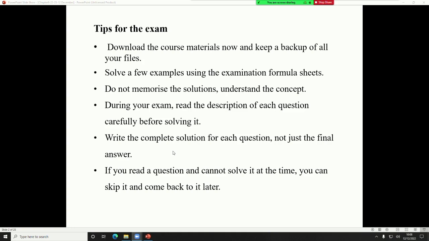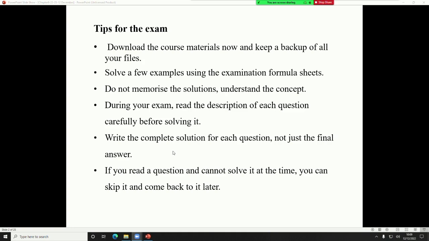As I said, please solve a few questions using your formula sheets. During the exam, it's 2 hours, and you don't have time to look for equations. Some students think, okay, the equations are there, why bother? You need to know where everything is, so you can just use that equation from page 1, 2, 3 and solve the related example.